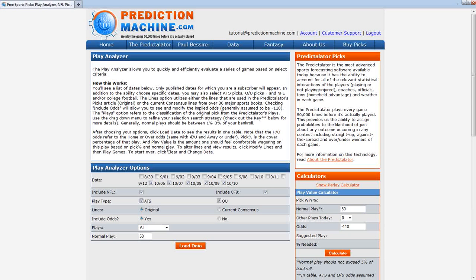To get to the Play Analyzer every week, go to the Predictolator and click on Play Analyzer. You'll see a page like this where we have options to change the data in which you can see. Ultimately, you're going to be able to see all of your pick information within one table, and that's based on the information that you have access to.